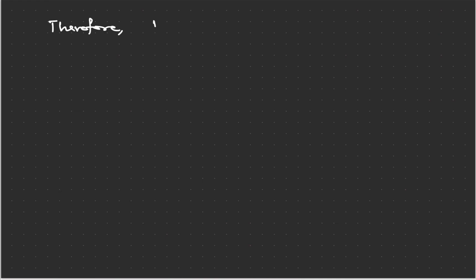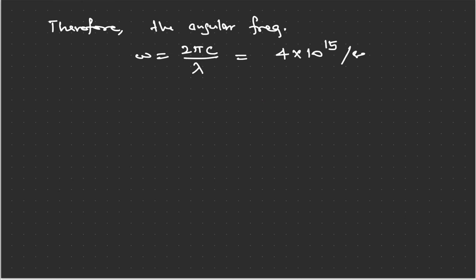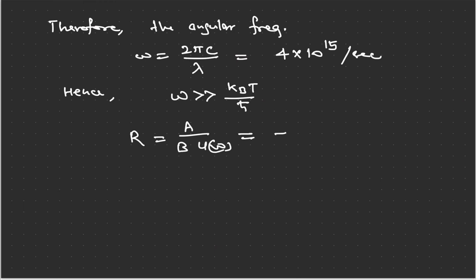Therefore, the angular frequency omega for this wavelength lambda equal to 5000 angstrom can be calculated as 2 pi c by lambda, which gives 4 into 10 to the power 15 per second. Hence, we see that omega is greater than kBT by h cross, and in this case, the ratio of the spontaneous emission to stimulated emission, that is e to the power h cross omega by kT minus 1, will be equal to e to the power h cross omega by kT.